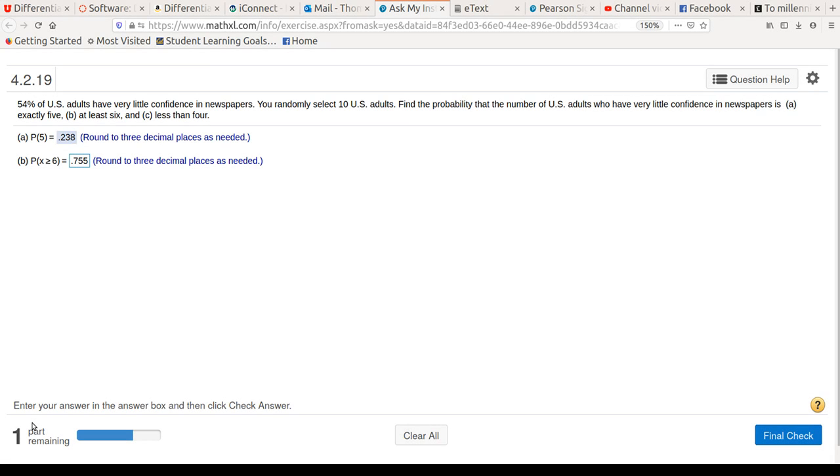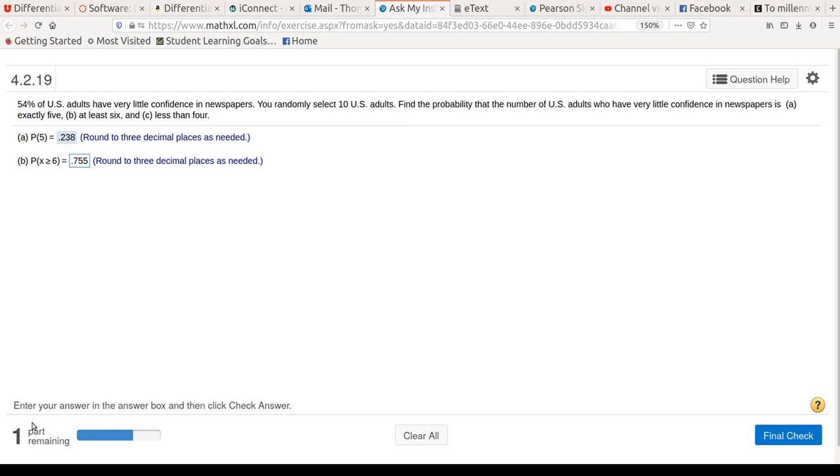All right, so what I want to look at here is problem 19 from section 2 of chapter 4 in the textbook. And what we're going to look at is the distribution and how we can work on this distribution and find these different values it's looking for.